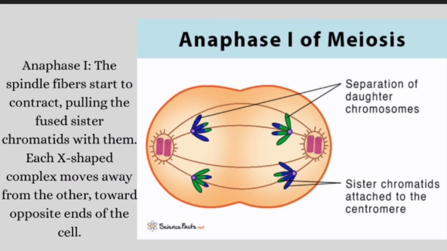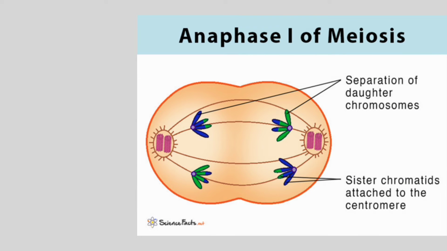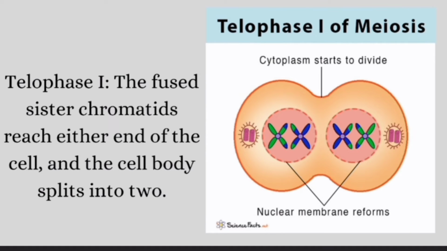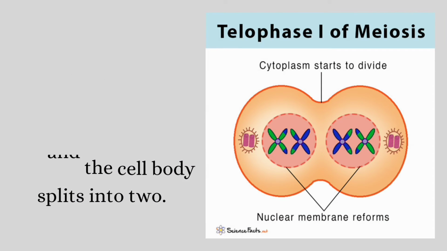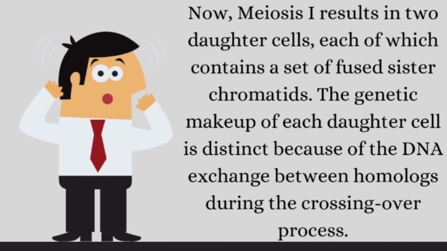In anaphase I, the spindle fibers start to contract, pulling the fused sister chromatids with them. Each X-shaped complex moves away from the other toward opposite ends of the cell. Lastly, in telophase I, the fused sister chromatids reach either end of the cell and the cell body splits into 2. Now, Meiosis I results in 2 daughter cells, each of which contains a set of fused sister chromatids.